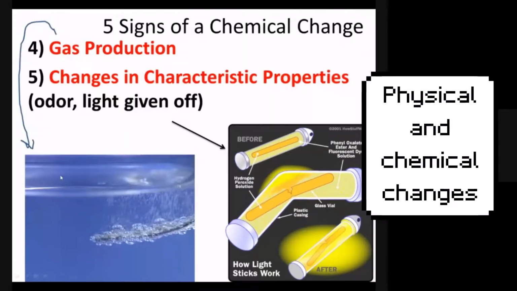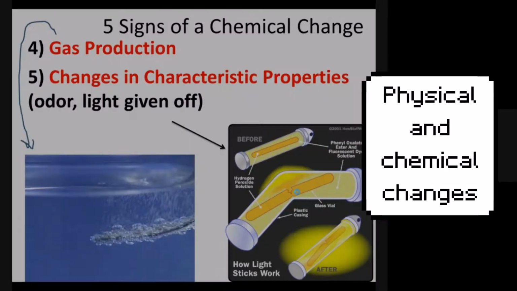If gas is produced, now this is not boiling. Boiling is totally different. Boiling is a physical change. If a gas is produced, that's a chemical change. So if, for example, this metal is placed into either water or acid and bubbles form, that would be a chemical change. And finally, if the characteristic properties change, like for example, a glow stick, light is given off, or if the odor of an object changes, that's likely a chemical change as well.